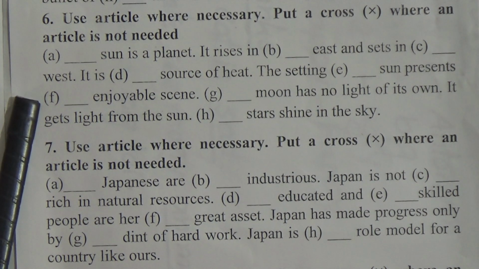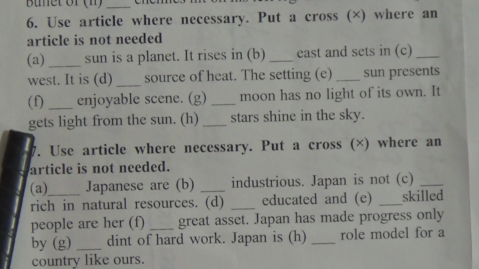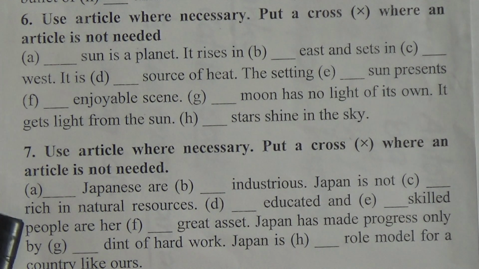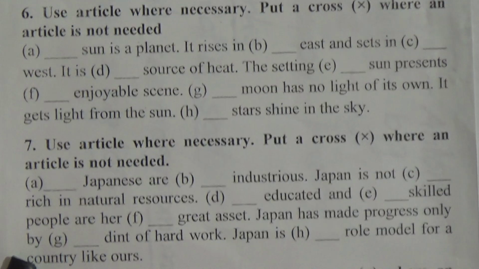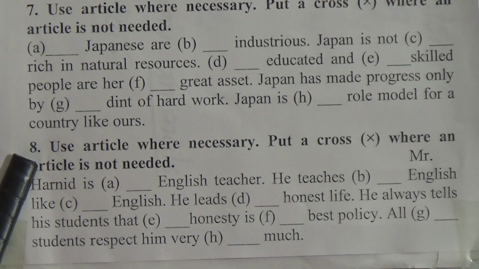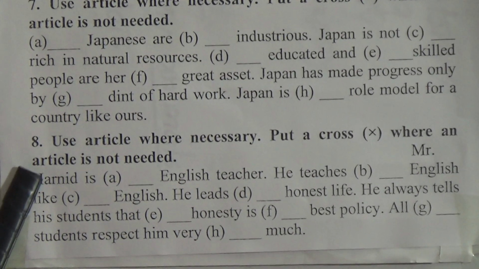Number 6. The sun is a planet. It rises in the east and sets in the west. It is a source of heat. The setting sun presents an enjoyable scene. The moon has no light of its own. It gets light from the sun. The stars twinkle. Number 7. Japan is an industrious country. Japan is not rich in natural resources. Educated and skilled people are her great asset. Japan has made progress only by dint of hard work. Japan is a role model for a country like ours.